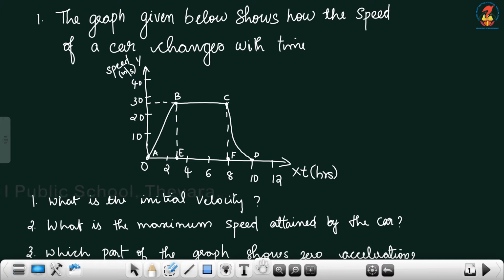Along the x axis we plotted 2, 4, 6, 8, 10, 12, and along the y axis it is plotted 10, 20, 30, 40. Means velocity or speed is represented along the y axis, and time is represented along the x axis. Now, the question is, what is the initial velocity?